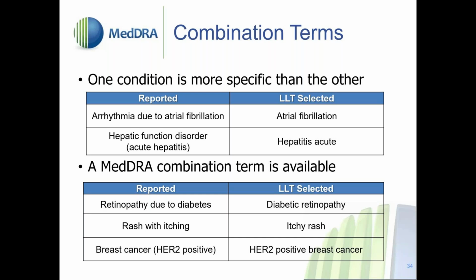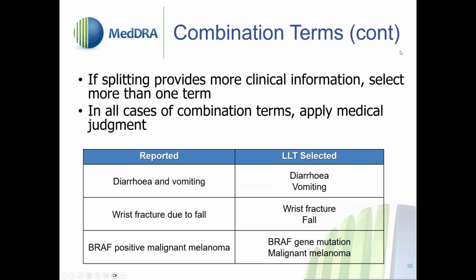There are combination terms in MedDRA that can be reported together as a single concept. So, common examples are diabetic retinopathy. If you have retinopathy due to diabetes, you don't need to split them. You have diabetic retinopathy. You have itchy rash. You have HER2 positive breast cancer as a single LLT option in MedDRA. But not all combination terms, of course, exist in MedDRA.